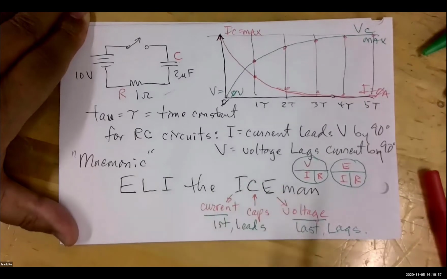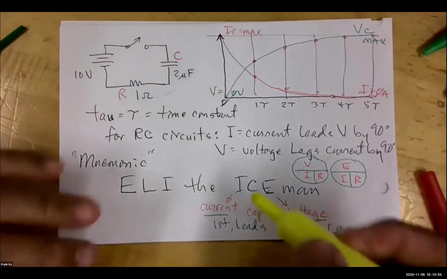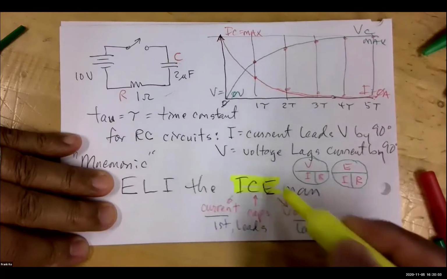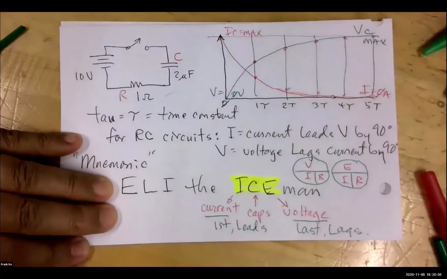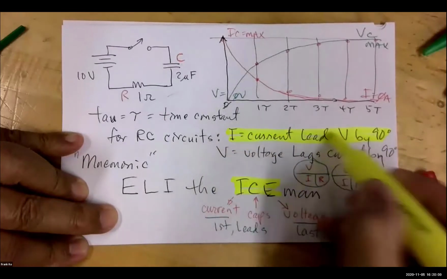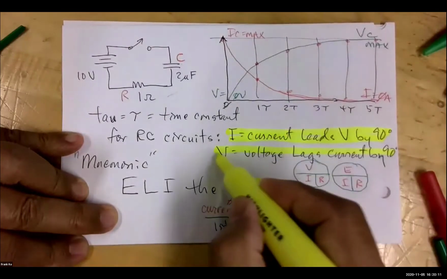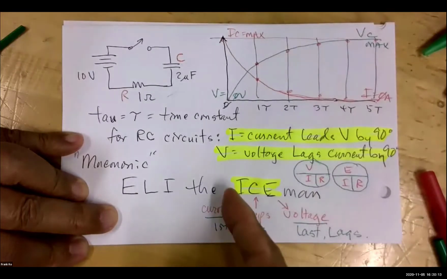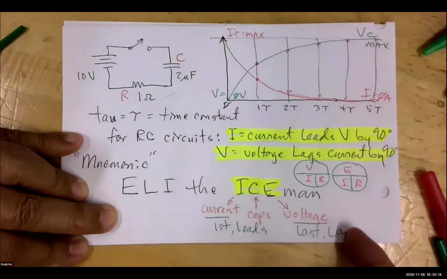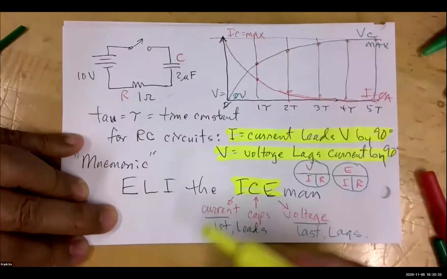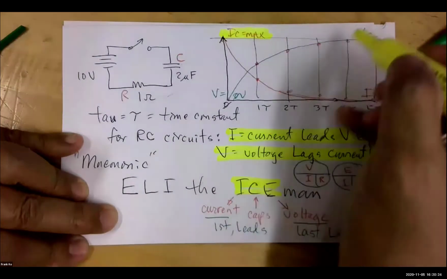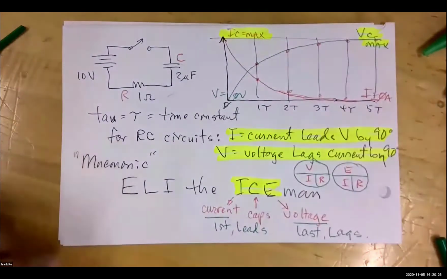Does the memory tool ICE correspond with our statement here that current leads voltage or voltage lags current? Current comes first, it leads. Voltage comes last, it lags. And if we look at the time constant chart, we can see current happens first before voltage happens next.